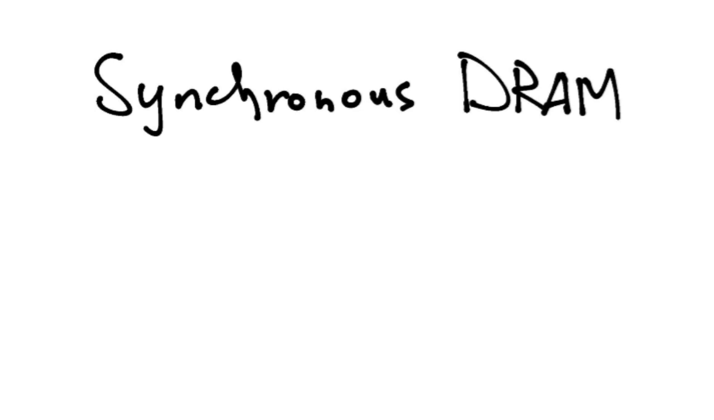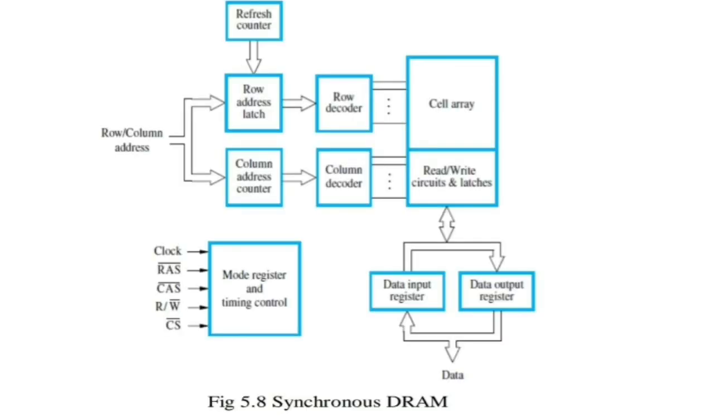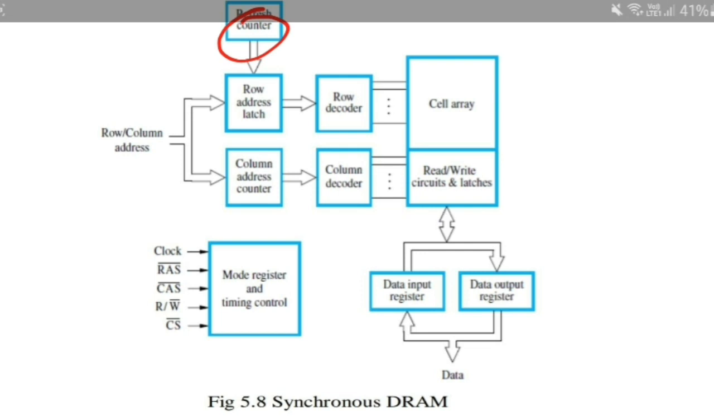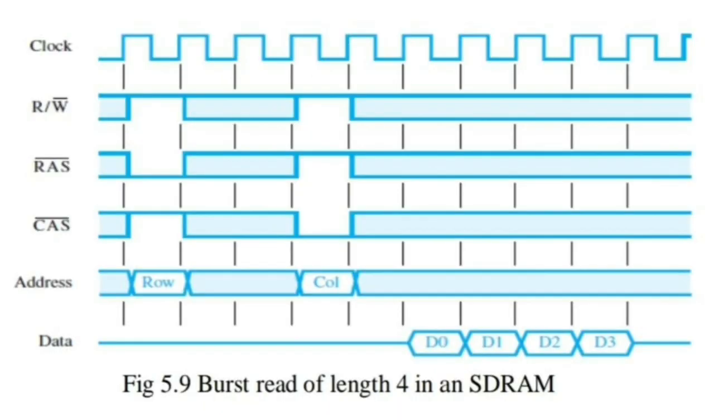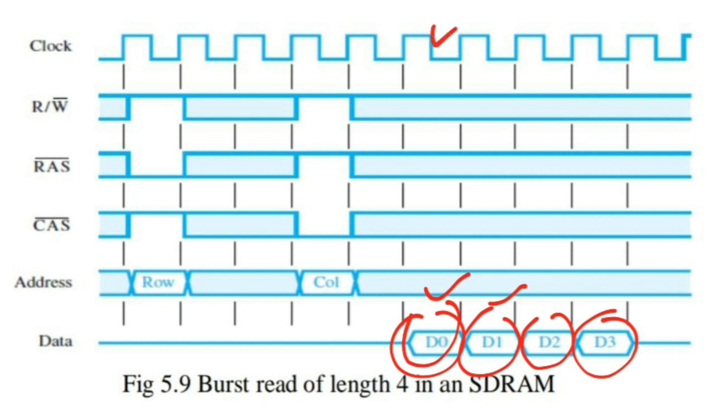Next is synchronous DRAM. In synchronous DRAM, it's all the same thing. You will just have a refresh counter, and the data retrieval and writing will be controlled by some clocks which are inside the processor. For example, see here, you will have these data reads: D0, D1, D2, D3. These are all the data read at particular signals.